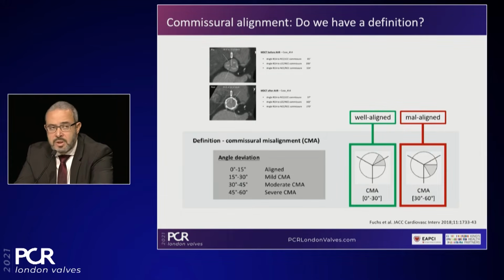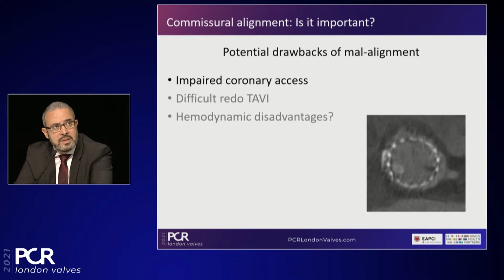So if the commissures are rotated up to 30 degrees from the native commissures, you may still consider this an acceptable form of alignment, but definitely beyond that, these commissures could be called misaligned. So is this important at all? And there are some potential drawbacks, of course, of malalignment.